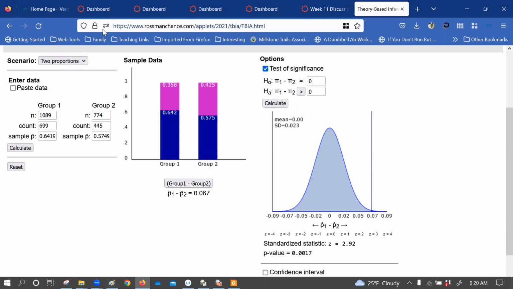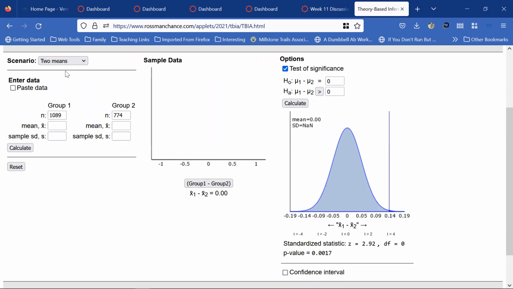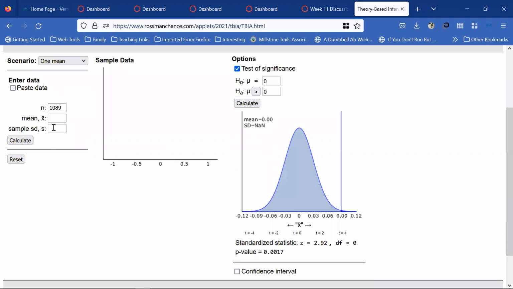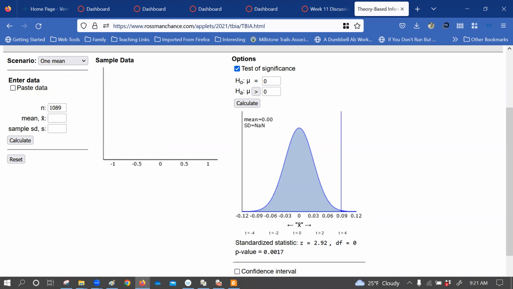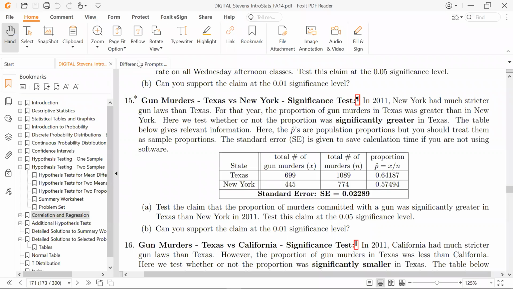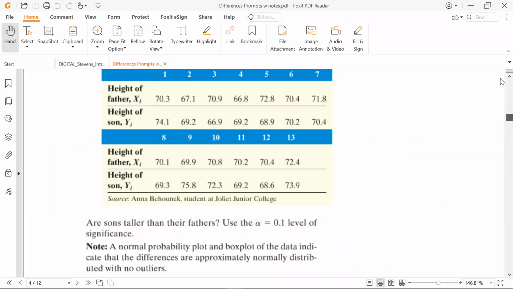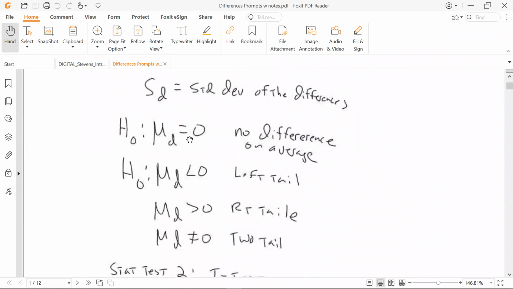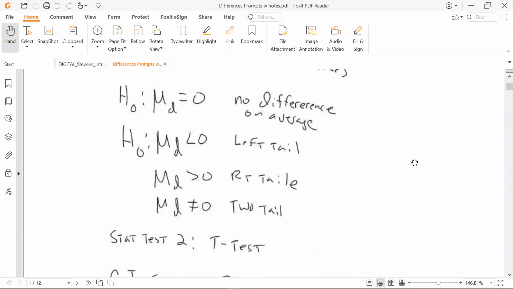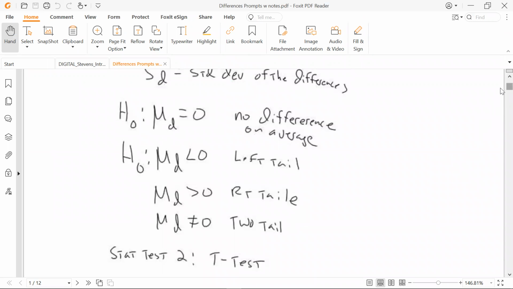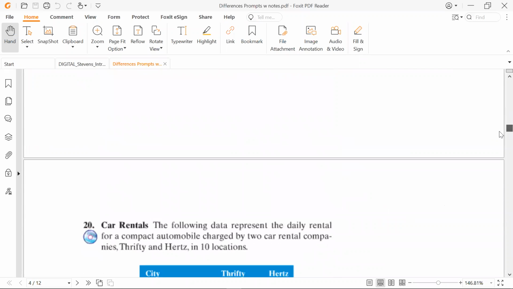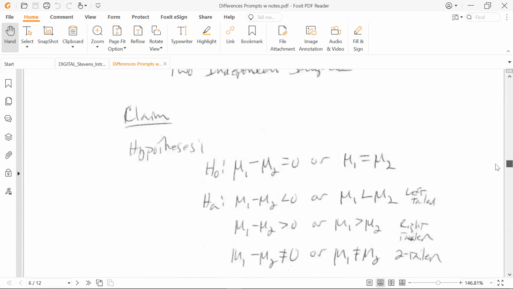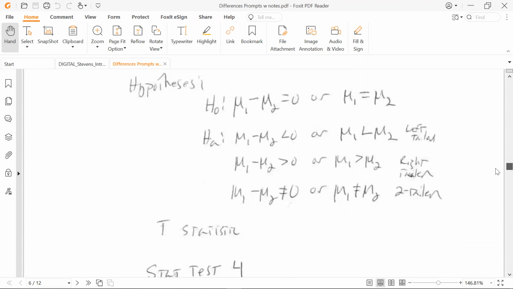Please use this. Want two proportions, two means, and then of course, if you want to do the matched pairs, the first section, find the differences and just run a one mean test, because you're doing the one mean of the differences. And let me pull this up. Back here in this handout with a difference, there's the mean difference. That's where we're dealing with the differences. Notice it's a one-sample test with the differences, and then the independent means is this setup, and that's going to be two means on Rossman-Chance.